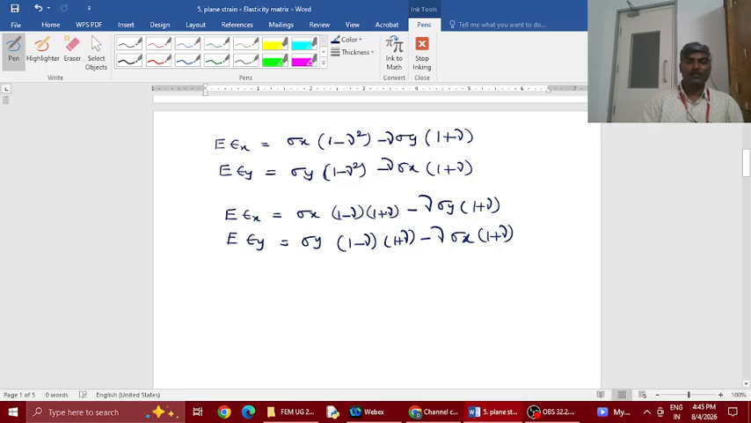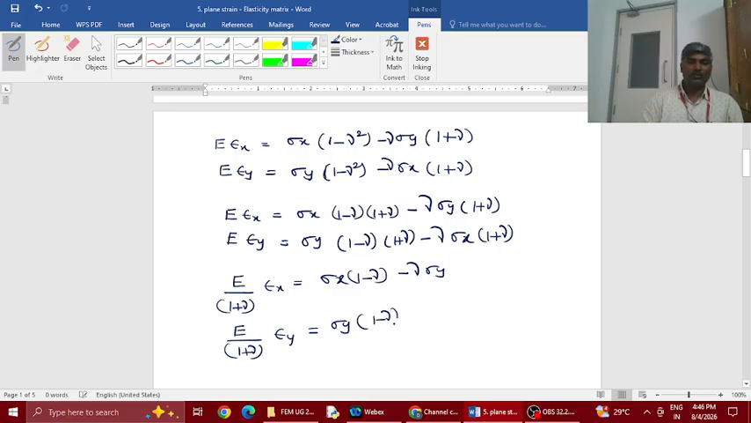Now you see you can take 1 plus nu common from the right hand side and send it to the left hand side. So it is E divided by 1 plus nu into epsilon x is equal to sigma x into 1 minus nu remaining, minus nu sigma y remaining. Second equation, with epsilon y, sigma y into 1 minus nu is left over and minus nu sigma x is left over.